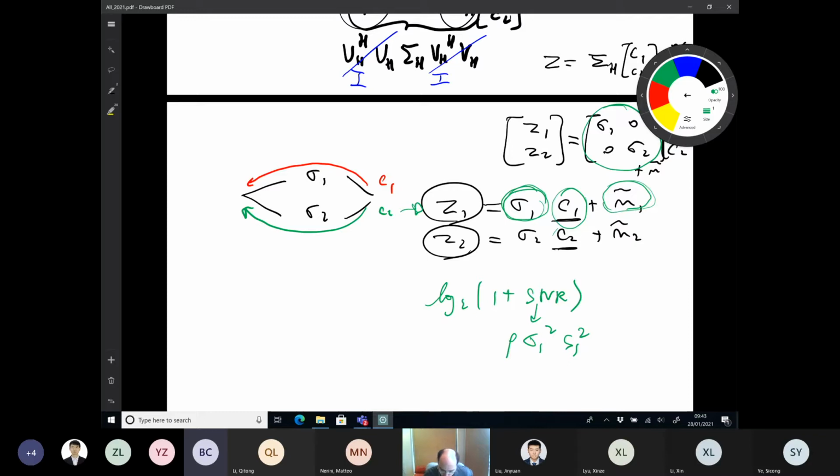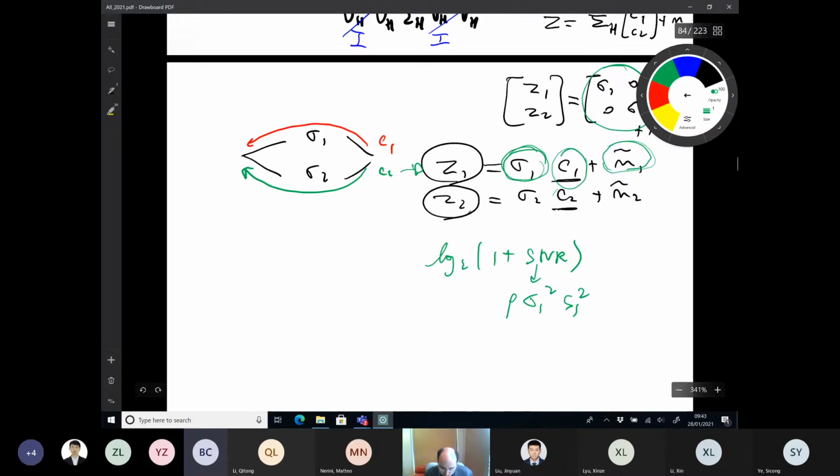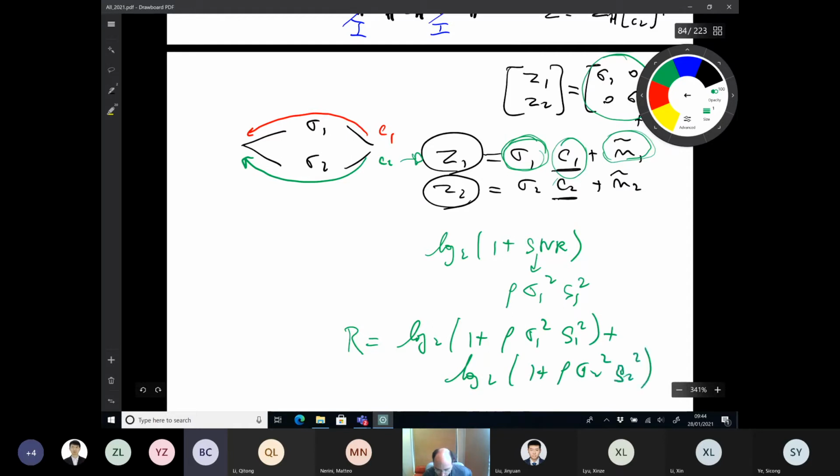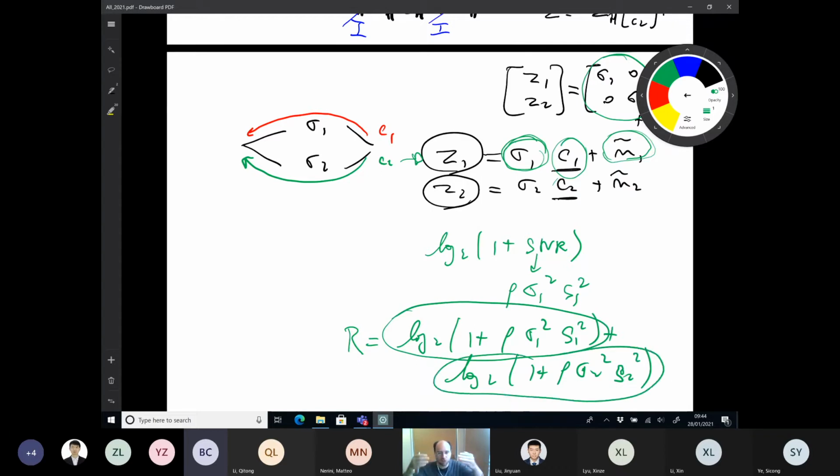What I have for the other one will be the same, but I'm going to have sigma 2 and S2. So here I have two streams. My total rate will be log2 of 1 plus rho sigma 1 square S1 square, plus log2 of 1 plus rho sigma 2 square S2 square. This is the rate of the first stream. This is the rate of the second stream. They do not interfere with each other, so I can really sum the rate of each of those streams, right?